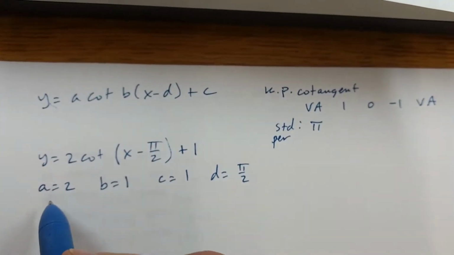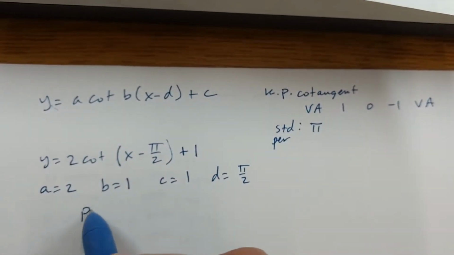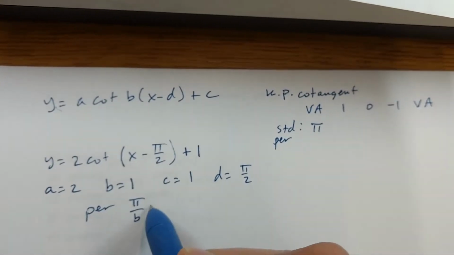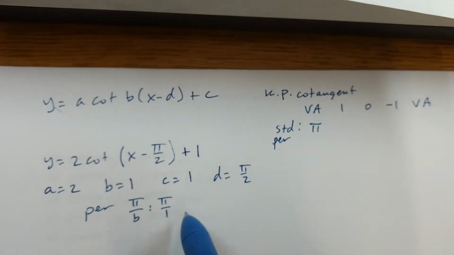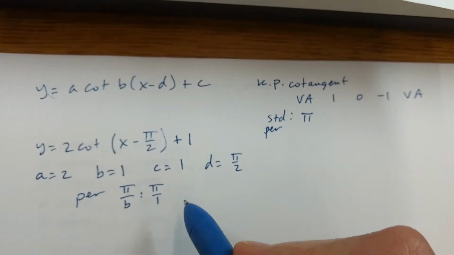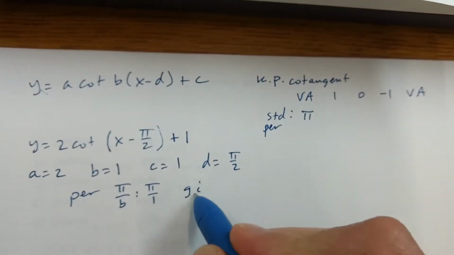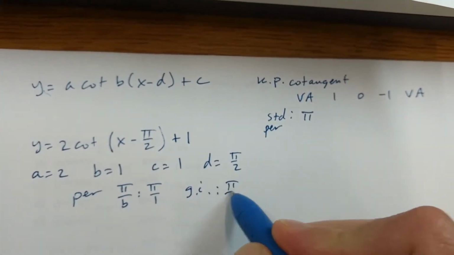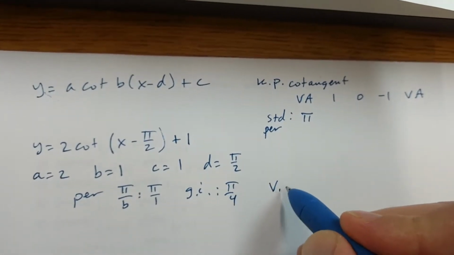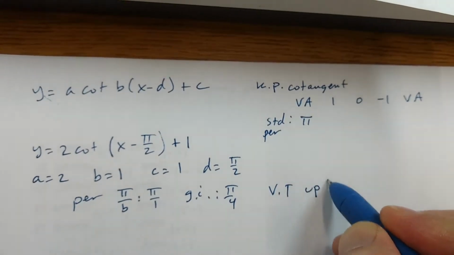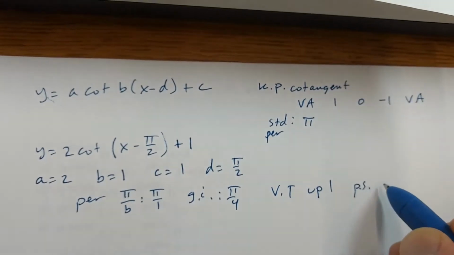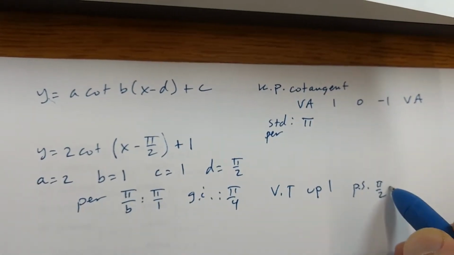There is no amplitude since there's no wave, but our period will be pi divided by b, which is pi over 1 this time. The graphing increment will be pi over 4. Our c value tells us our vertical translation is up 1 unit, and our d value tells us that our phase shift is pi over 2 units to the right.